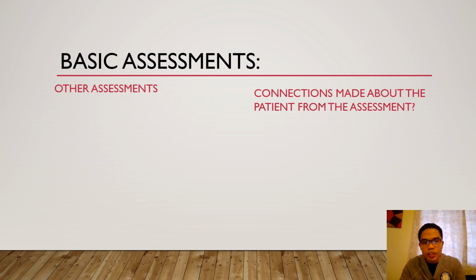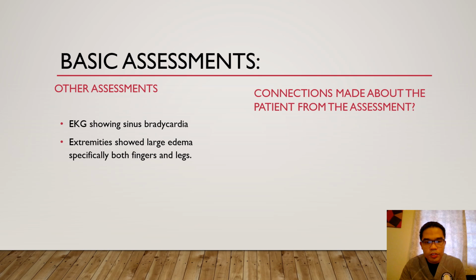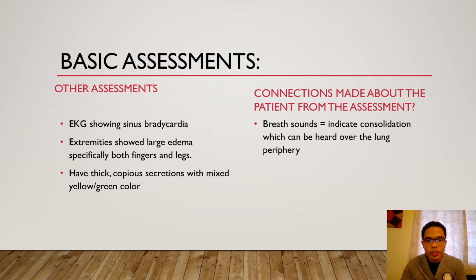So what are the basic assessments? The EKG showing sinus bradycardia, extremities showing large edema, specifically on fingers and legs, with thick copious secretions of mixed yellow-green color. So connections with this is the breath sounds indicate consolidation, which can be heard over the lung periphery, as what I've discussed on the previous slide. So the breath sounds indicate that there are secretions present in the large airways, as evident also with the color.